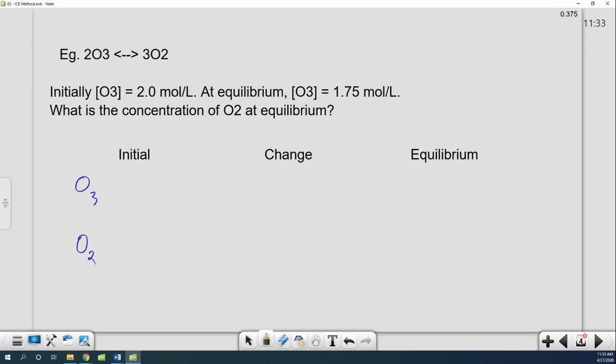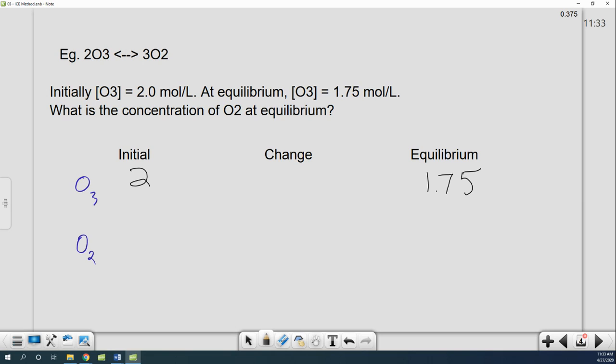All right, so that's one example. Let's look at another one here. Nice, easy formula, right? 2 ozones turns into 3 oxygens. All right. And we don't have to find our concentrations. They're telling them to us. Initially, ozone is 2 moles per liter. At equilibrium, ozone is 1.75 moles per liter. So we've gone from 2 down to 1.75. Not bad.